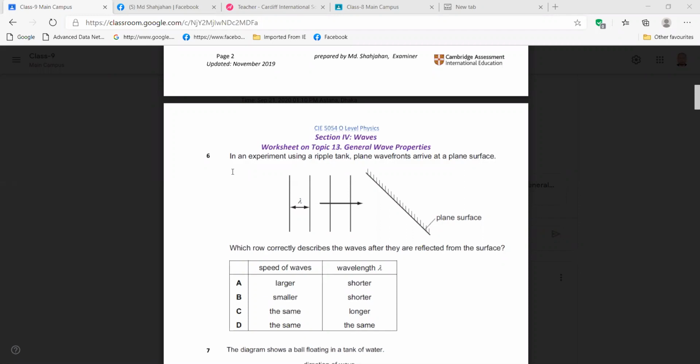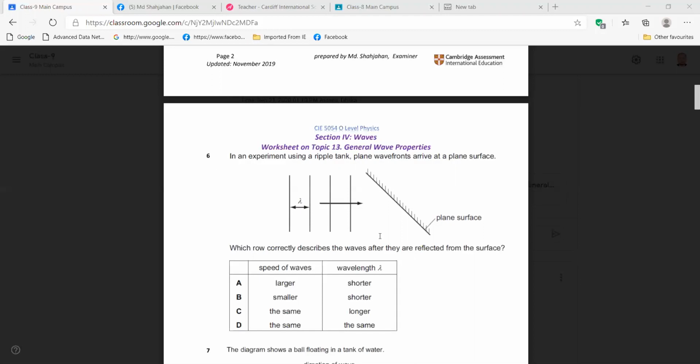Sir, why in reflection? Yeah, because in the same medium, the wavelength remains same. But when it is going from a deep region to shallow region, that time the wavelength changes. That's why speed also changes.